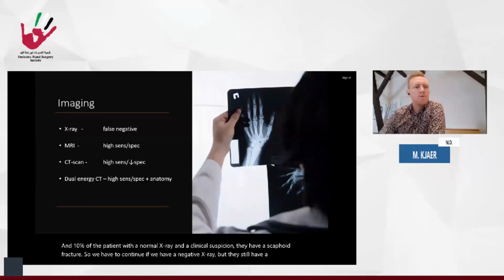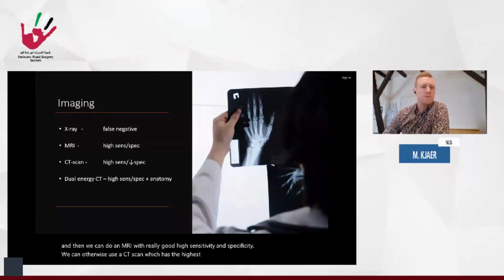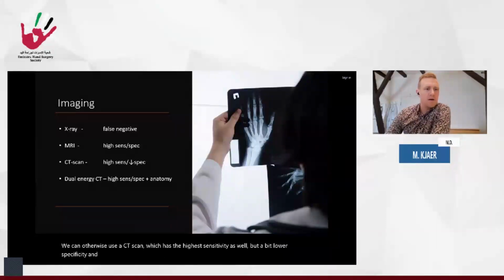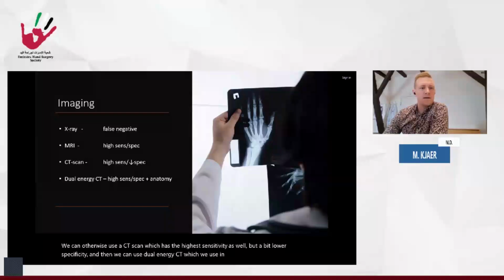And then we can do an MRI, with really high sensitivity and specificity. We can otherwise use a CT scan, which has a high sensitivity as well, but a bit lower specificity. And then we can use a dual energy CT, which we use in Denmark. It has high sensitivity and specificity, and we are able to look at the anatomy as well, which is really important when we have to choose conservative or operative treatment of the fractures.